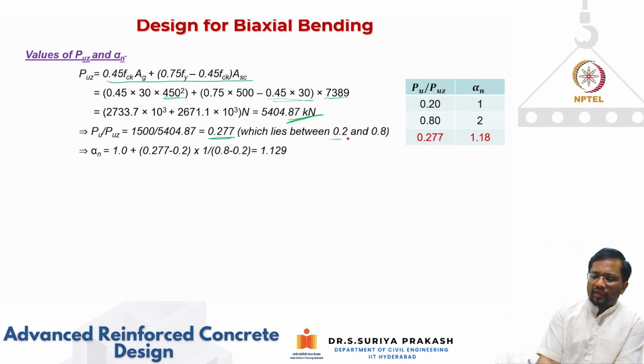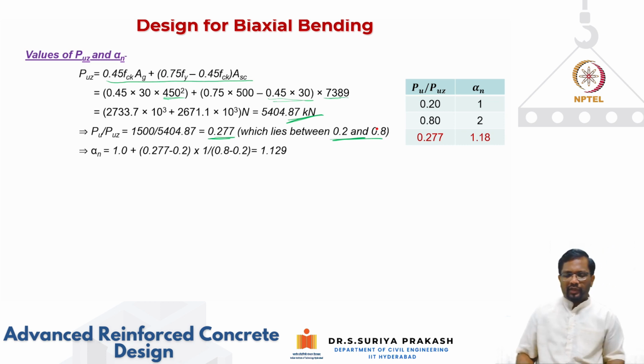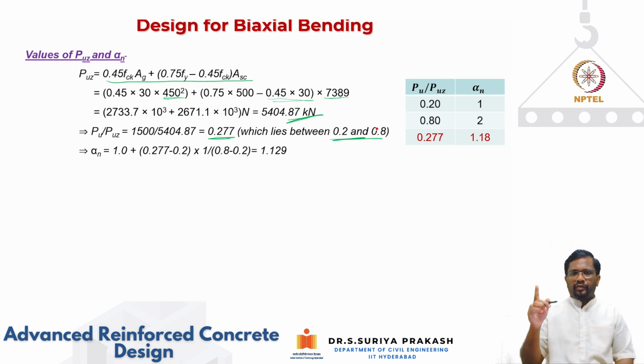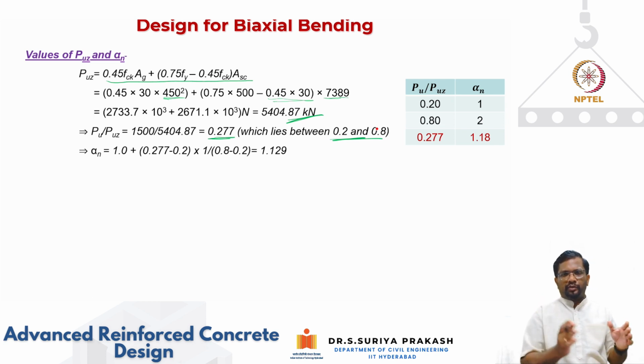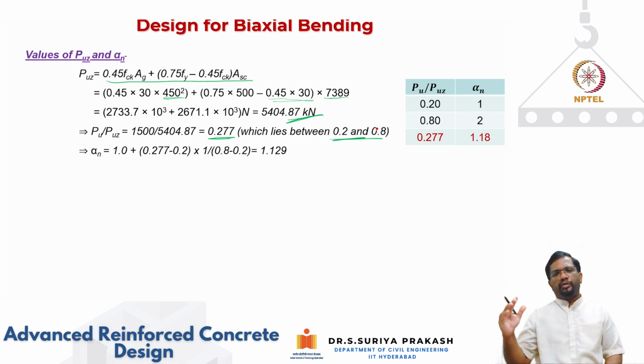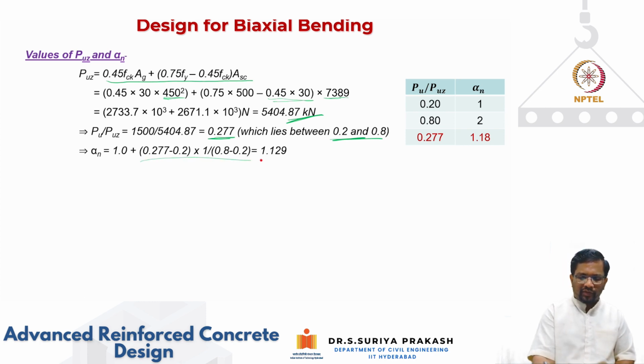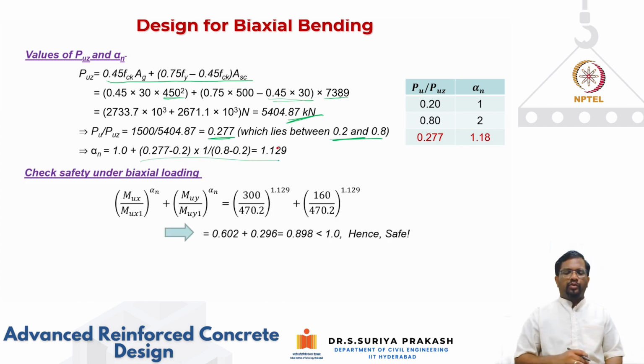Then you take the ratio of axial demand by pure compression capacity, which works out to be 0.277, and you find that it is between 0.2 and 0.8. So alpha n, as per our equation, if you remember, when Pu by Puz is less than 0.2, you take alpha n as 1, and when Pu by Puz becomes more than 0.8, you take alpha n as 2. In between values, you have to do the linear interpolation. So that's what we are doing here. Then alpha n works out to be 1.129.